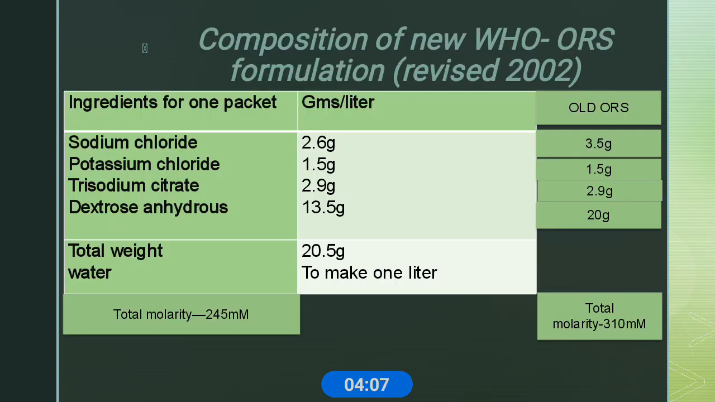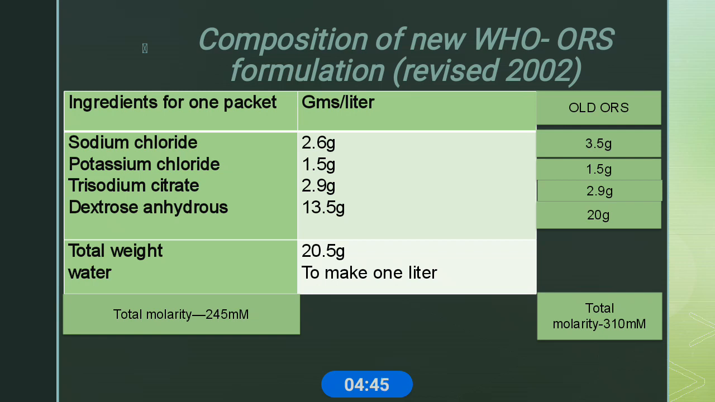Next we come to the composition of the new WHO ORS formulation, which is now in use. The ingredients for one packet are sodium chloride 2.6 gram, potassium chloride 1.5 gram, trisodium citrate 2.9 gram and dextrose anhydrous 13.5 gram. The total weight is 20.5 gram, dissolved in 1 liter of water. The total osmolarity of this preparation is 245 mmol per liter.